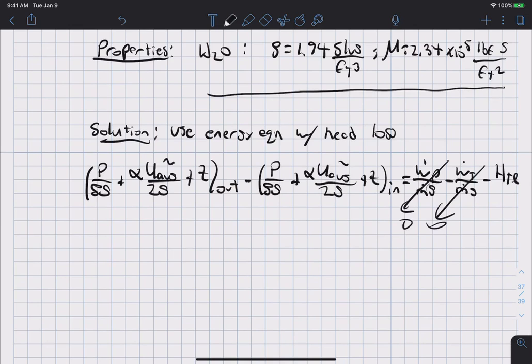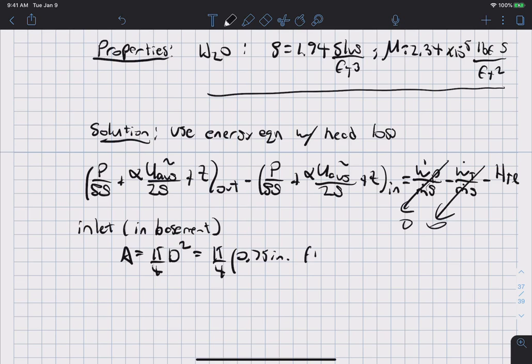Okay, and so at the inlet, which is in the basement, we know that the area is equal to pi over 4 times the diameter squared. That equals pi over 4 times 0.75 inches times 1 foot per 12 inches, squared, and we will need this actual length later, so that's 0.0625 feet.